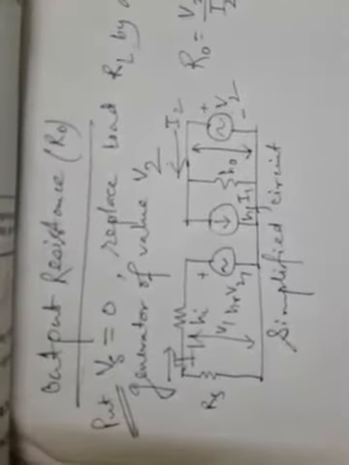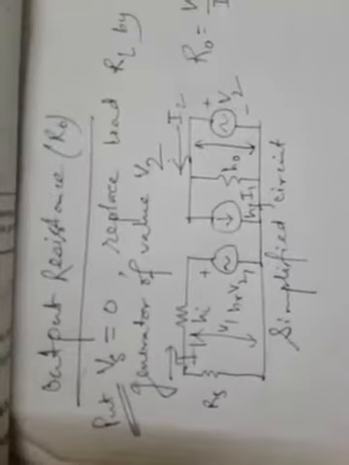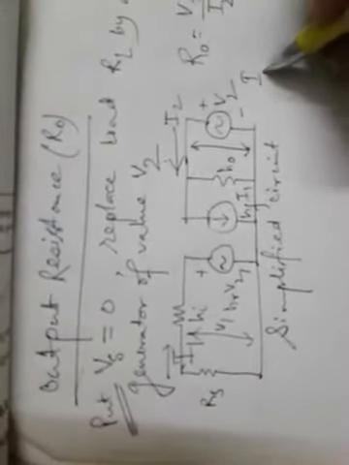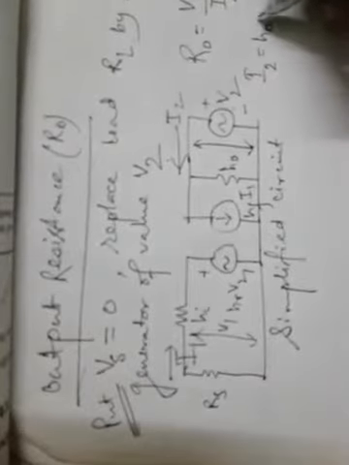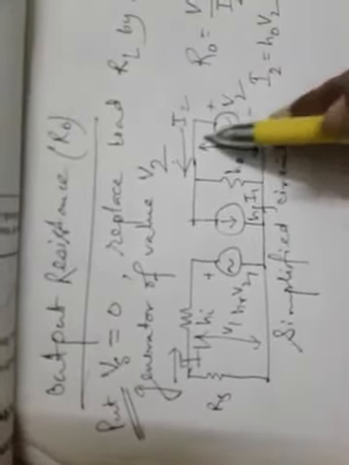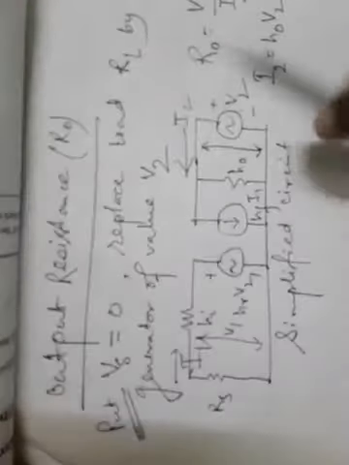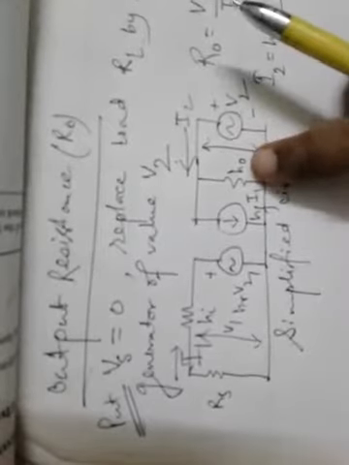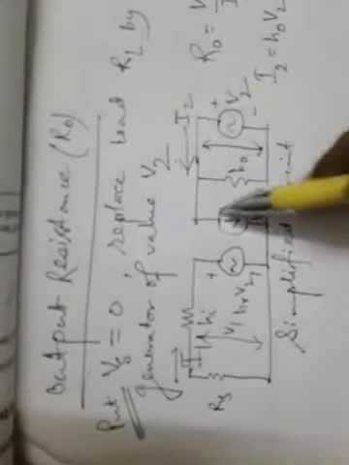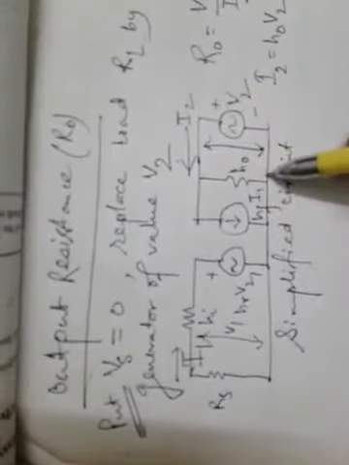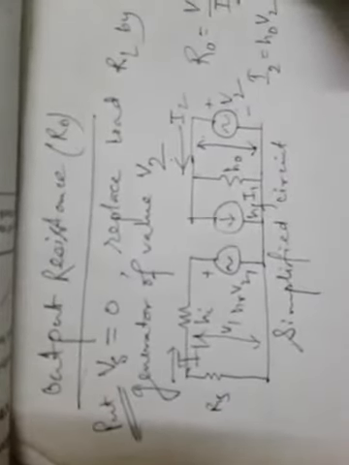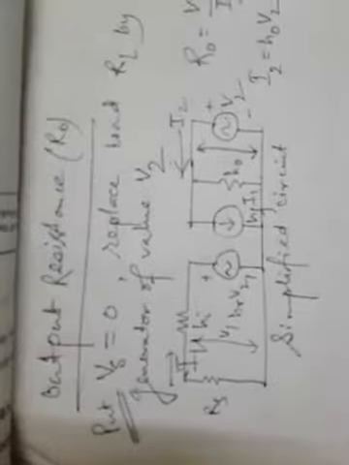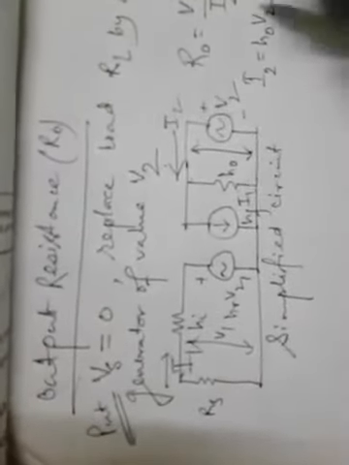Now if we want to write the next equation from this simplified circuit, we may write I2 as HOV2 plus HFI1. Why HOV2? Because this V2 voltage is appearing across HO, and the total current through this HO resistance is HOV2. So this I2 is the sum of the current passing through HO and the value of this current source, HOV2 plus HFI1. So this is by KCL.